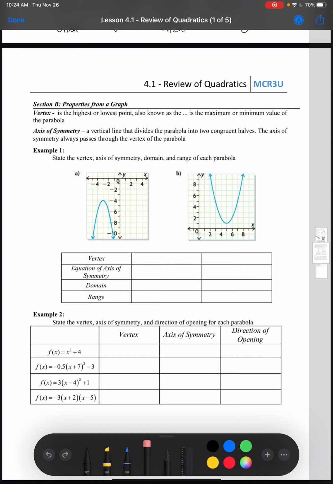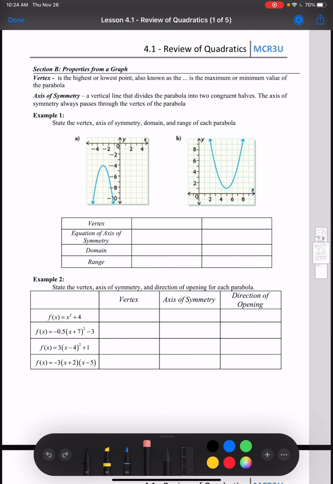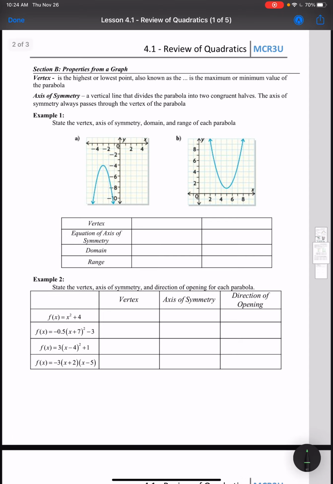All right, let's go through section B now. So first of all, just some properties about the graphs of these quadratics. We sometimes call them parabolas. First of all, there's a couple of key things. The first key thing is to identify basically the vertex. A vertex is basically the highest or the lowest point.